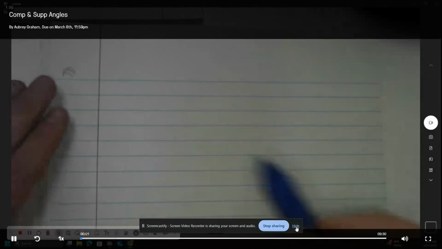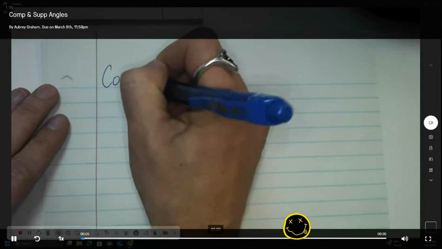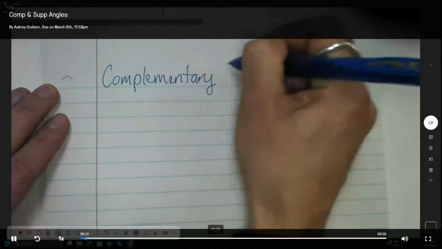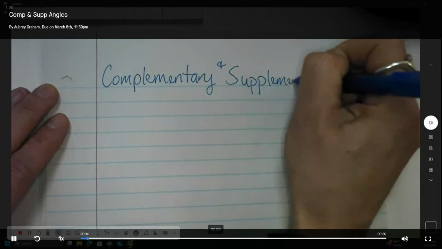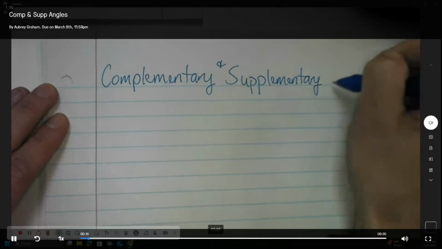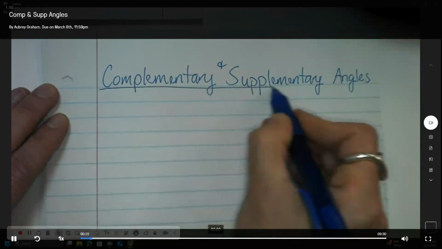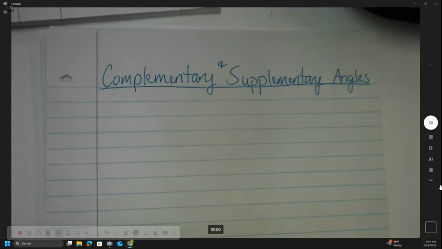Okay, next lesson is complementary angles and supplementary angles. So in a previous lesson, we reviewed what acute, obtuse, right, and straight angles all are and what their measurements are. I'm going to go ahead and dive right into what complementary means.